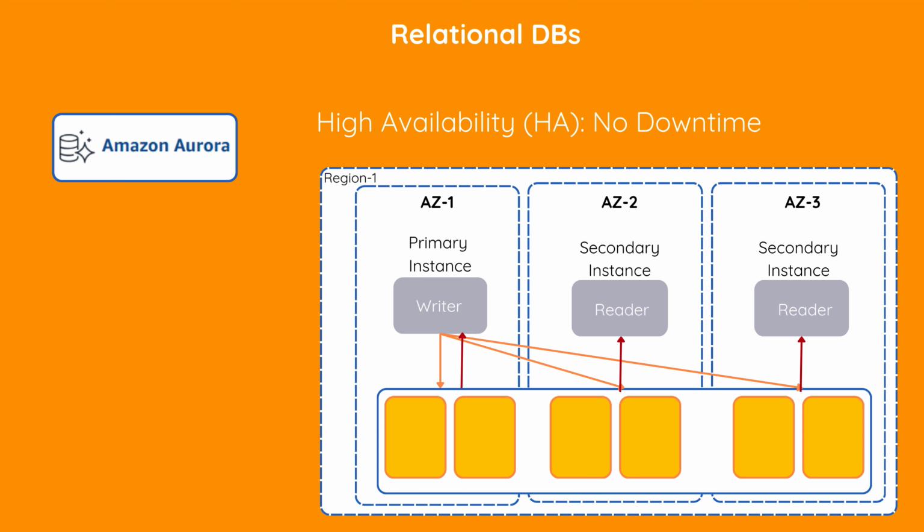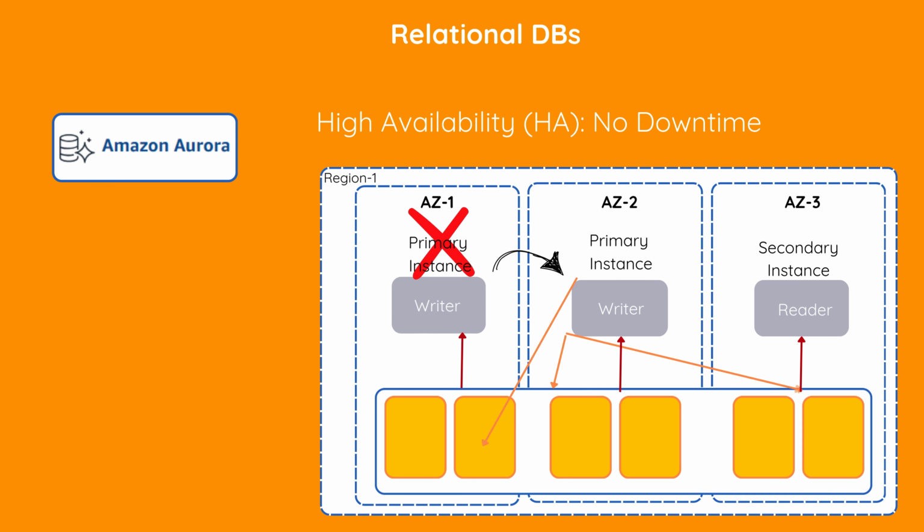Now, what happens if the main part of the database, called the primary instance, goes down? Aurora has automatic failover. It works like this. If the primary instance fails for any reason, Aurora automatically switches to one of the replica instances without any manual intervention.